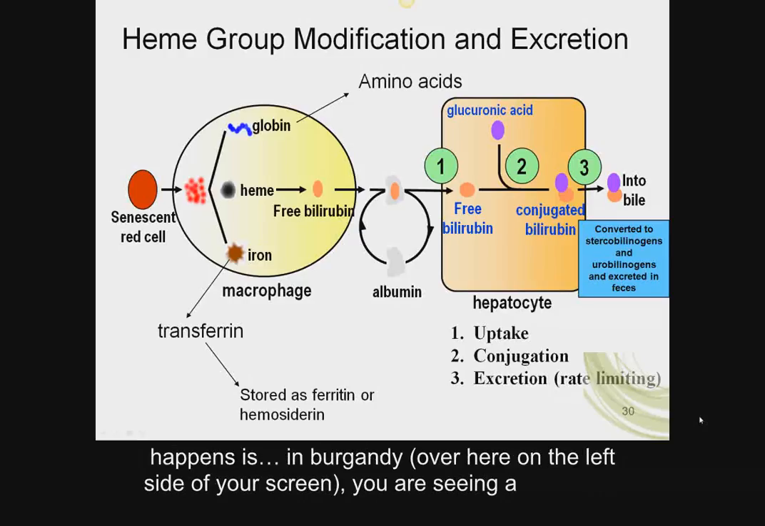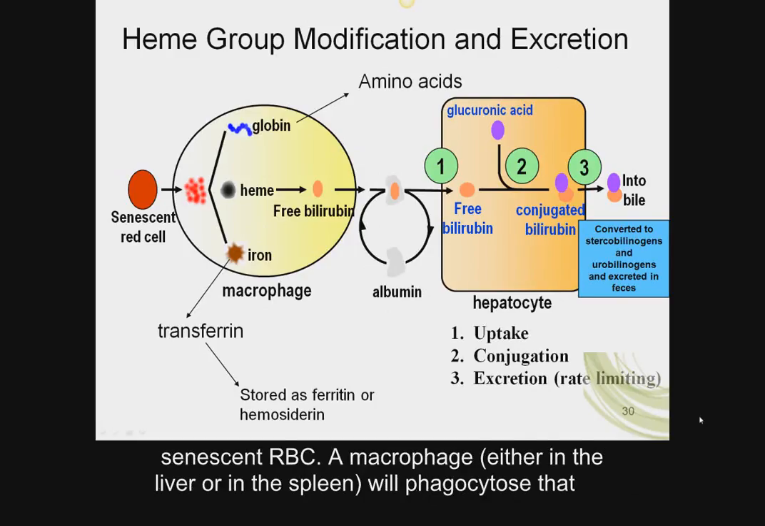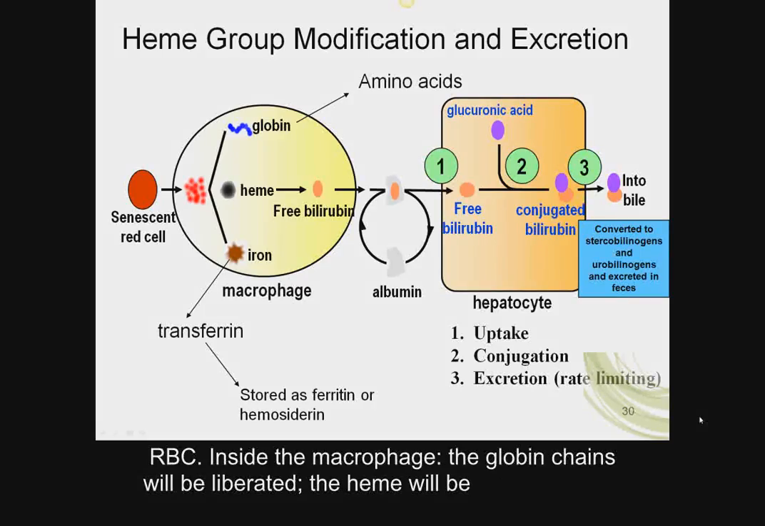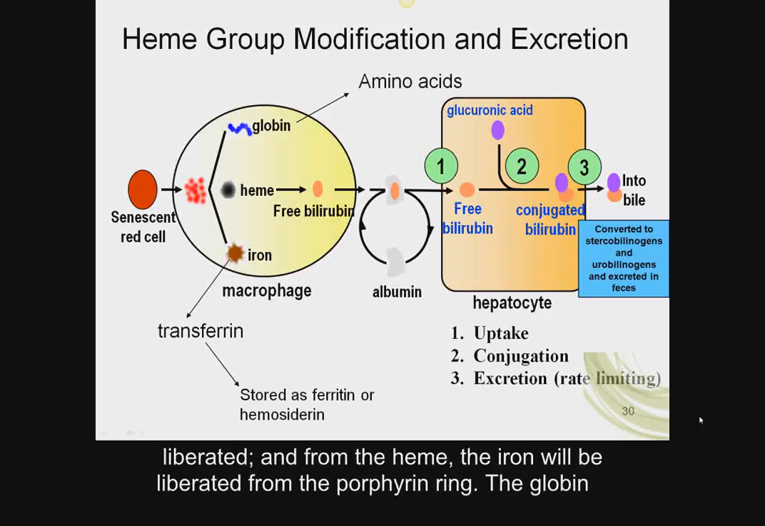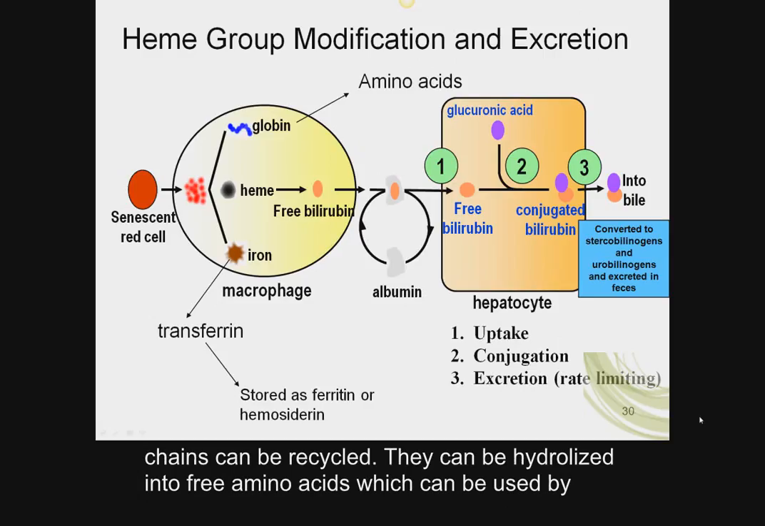This is a similar picture to the one in your book showing hemoglobin destruction. What happens is, well, look in the burgundy circle over here on the left of your screen. That's representing a senescent red blood cell. A macrophage, either in the liver or in the spleen, will phagocytose that red blood cell. Inside the macrophage, what's going on? The globin chains will be liberated. The heme will be liberated. And from the heme, the iron will be liberated from the porphyrin ring. The globin chains can be recycled. They can be hydrolyzed into free amino acids, which can be used by other cells in the body.